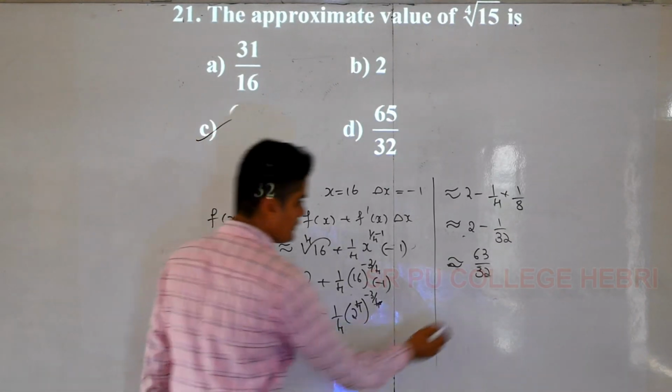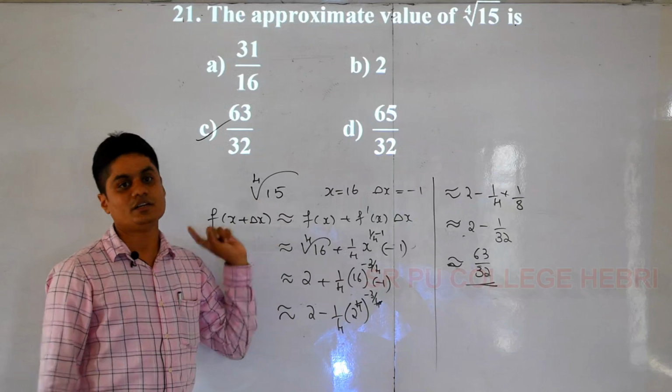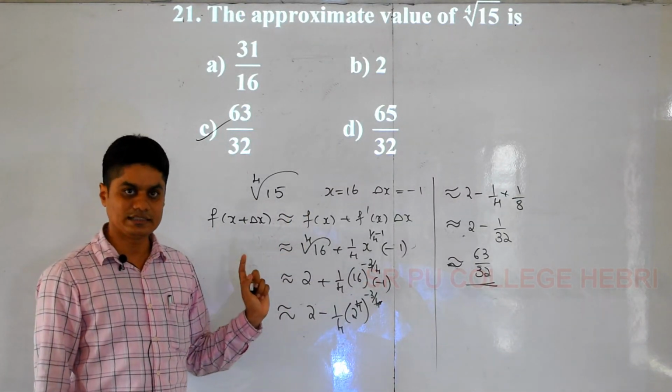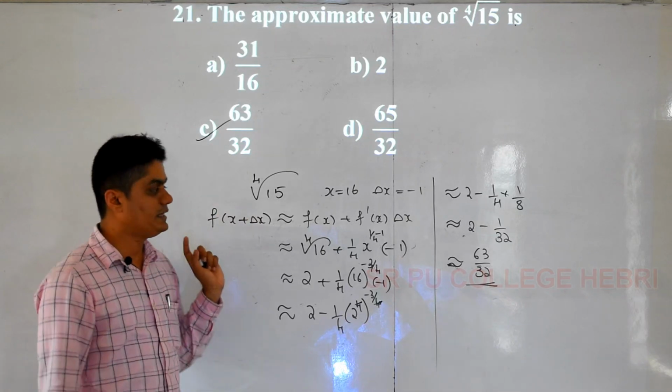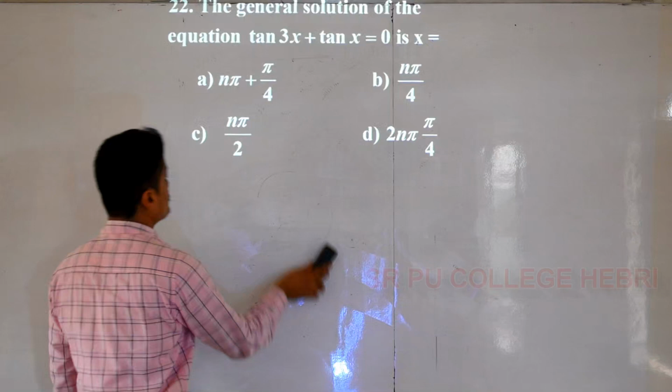So I hope you understood why we need the error and approximation chapter. See, when this question is asked in CET, you don't have any other option except this particular method. So what is the answer? 63 by 32, option C. Next question.